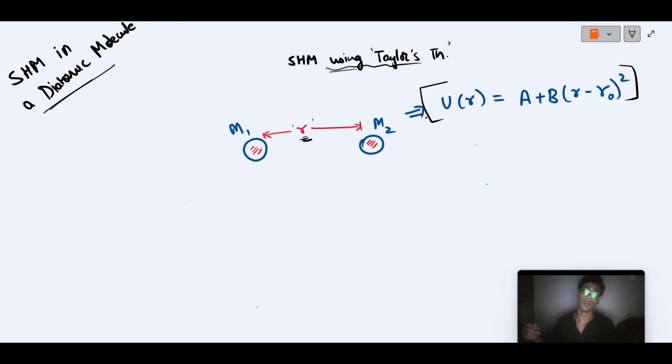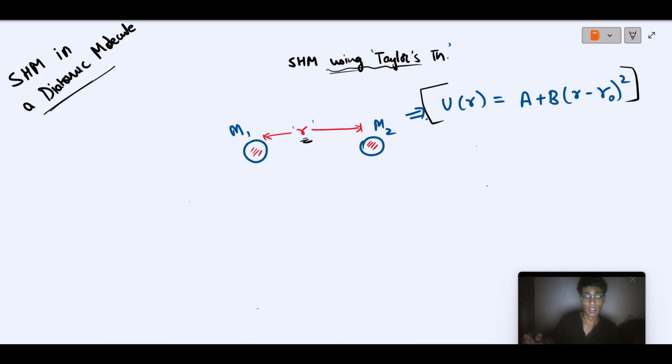Hi everyone, today we have a problem based on SHM, simple harmonic motion. In the scenario today, we'll be talking about a diatomic molecule, which means we'll be talking about a two-particle system. In this case, we are to find the time period of this entire two-particle system.